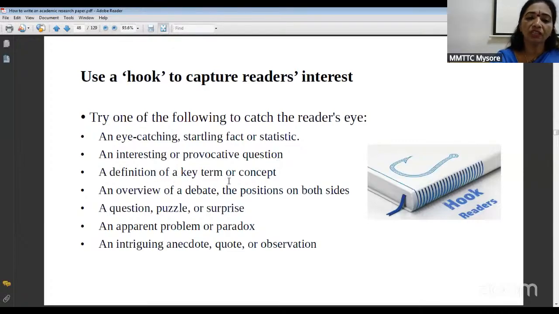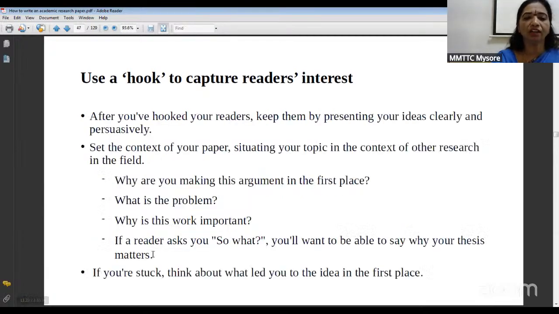A definition of a key term or concept, an overview of a debate with the positions on both sides, and a question, puzzle or surprise. In between, you can use all these hooks: an apparent problem or paradox, an intriguing anecdote, quote or observation. After you have hooked your readers, they should be thinking from your lines. Keep them by presenting your ideas clearly and persuasively. If you have raised some questions, you should answer them also.